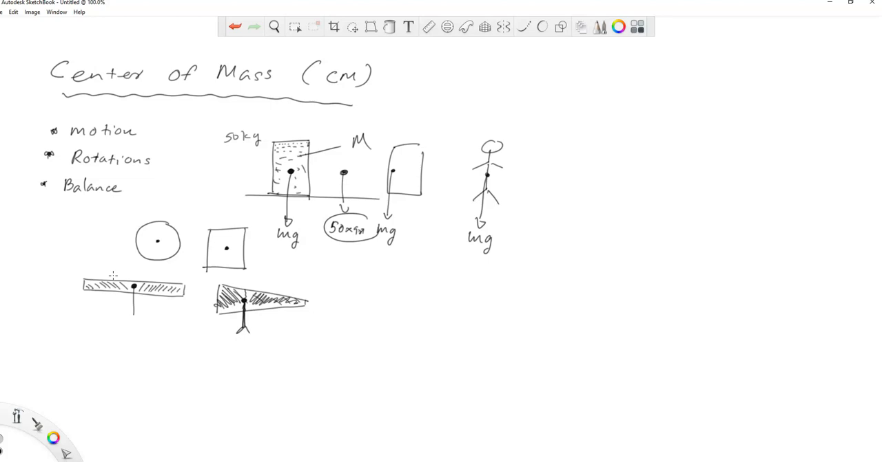Also, another important factor is in rotations. So I will try to copy a picture to show this instead of me drawing it. So let's see whether it works. So, okay.